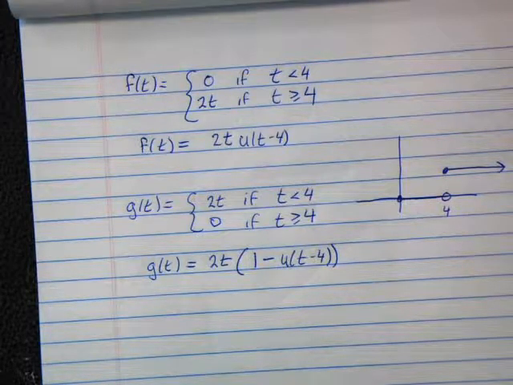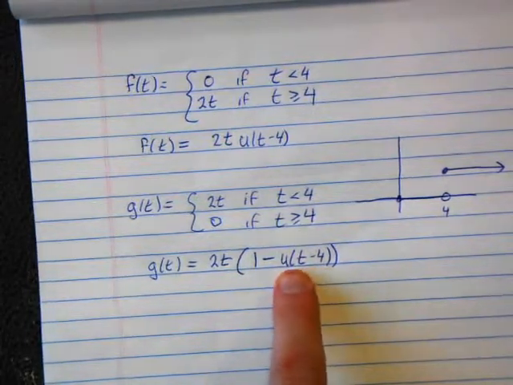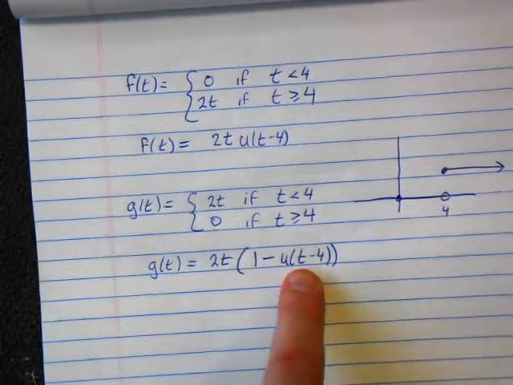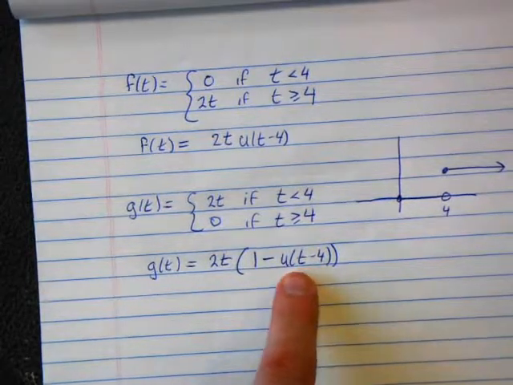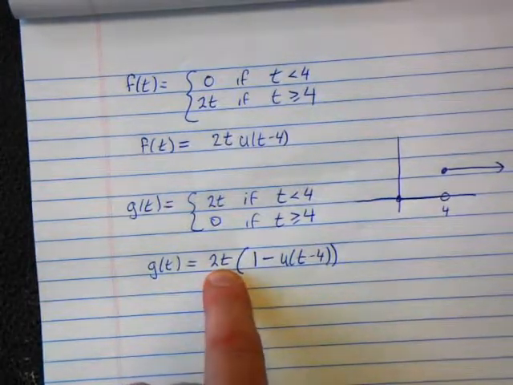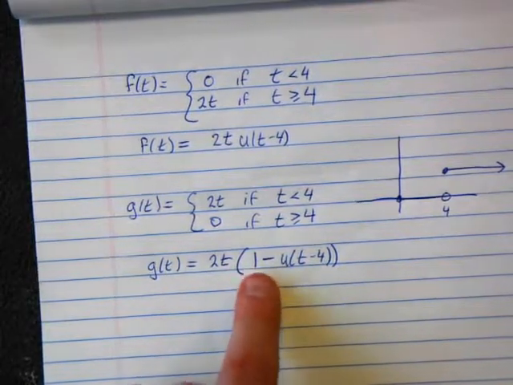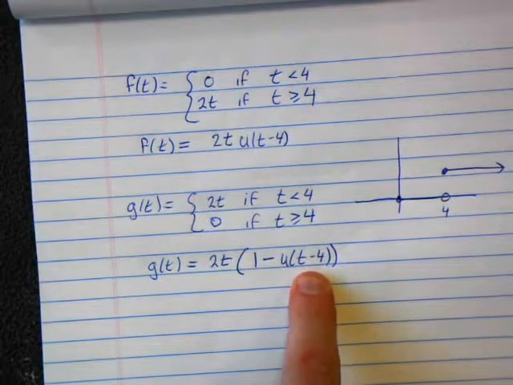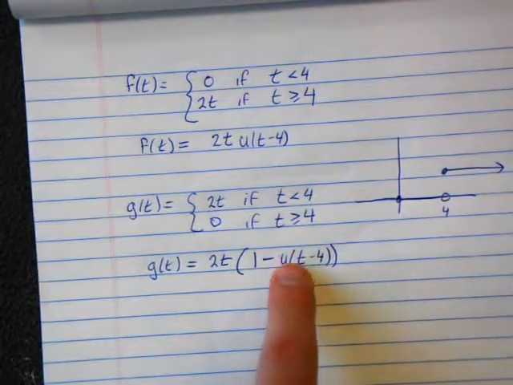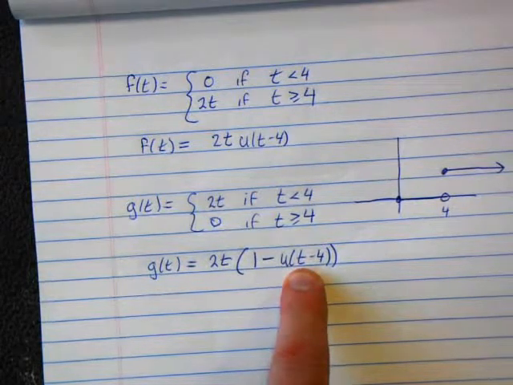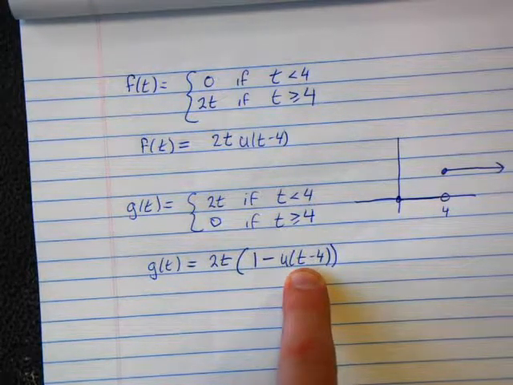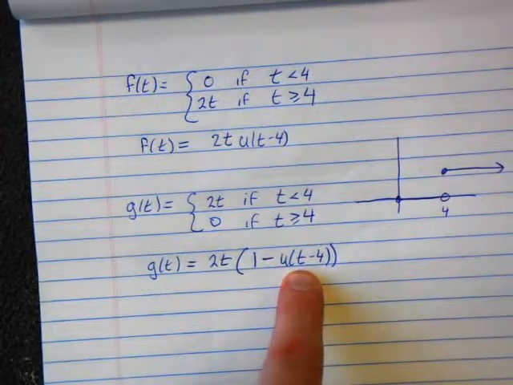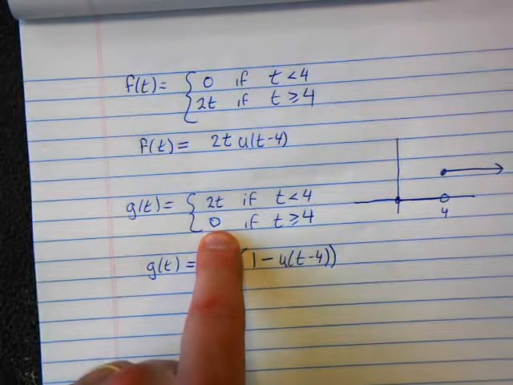Why does that work? If I plug in a number like 2, what's u? When I plug in 2 here, what am I going to get? 0. But then I'm going to have 1 minus 0, which will give me 1. So 1 times 2t will give me the 2t. But what happens when I plug in a number like 6? This u thing will be 1 when I plug in 6, but 1 minus 1 will give me 0, and then 0 times 2t will give me the 0 that I need.